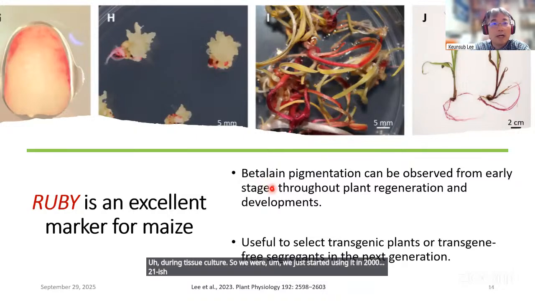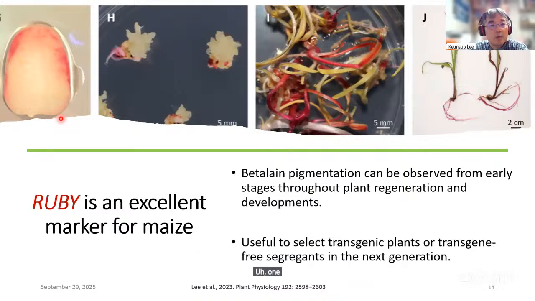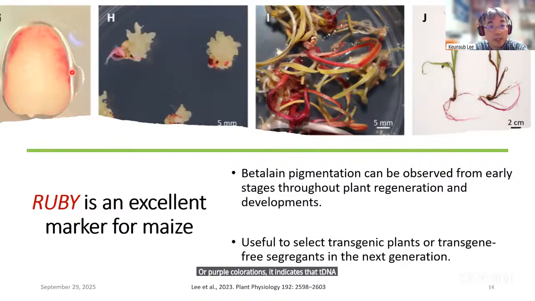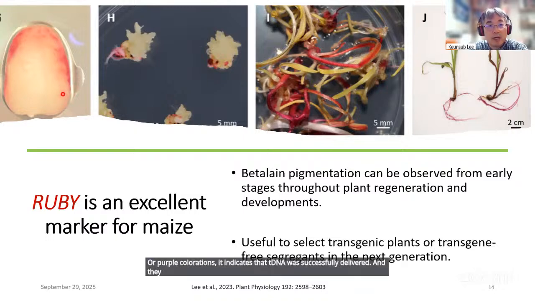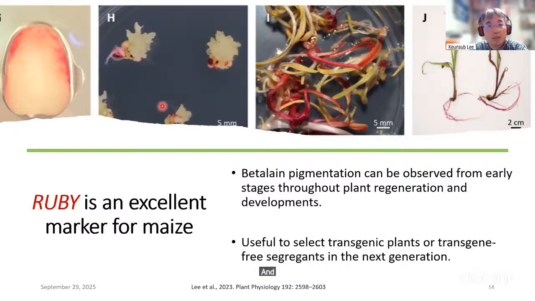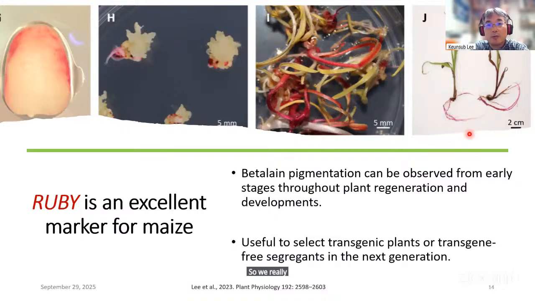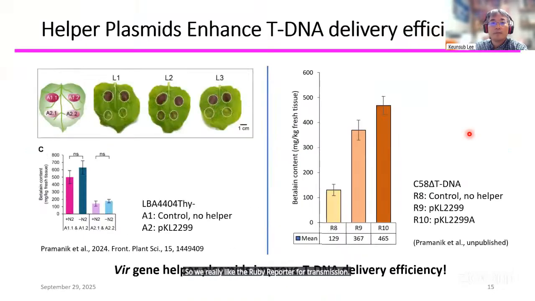2021-ish. And this is one day after co-cultivation with immature embryos. You can see the red or purple coloration. It indicates that T-DNA was successfully delivered and expressed within the immature embryo. And at the callus stages, or shooting stages, or even rooted plantlets, you can visually monitor the transformation process. So we really like the Ruby reporter for transformation.